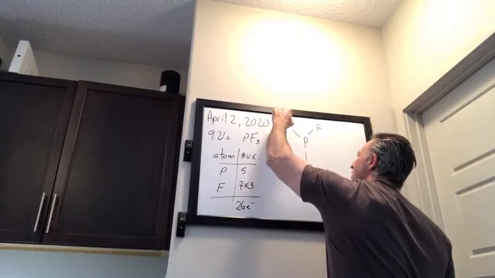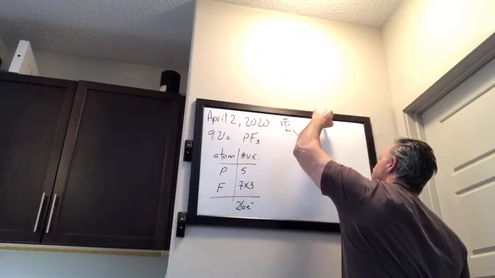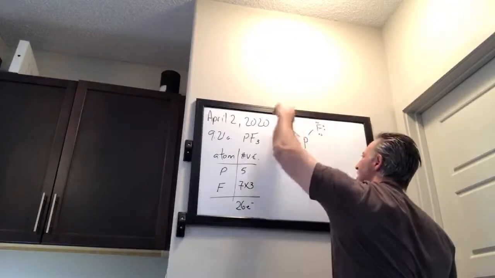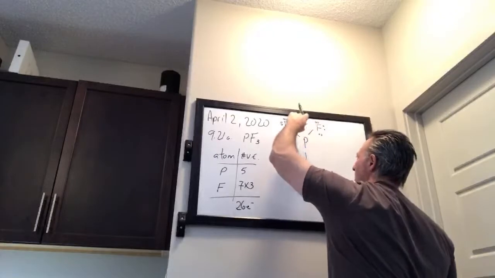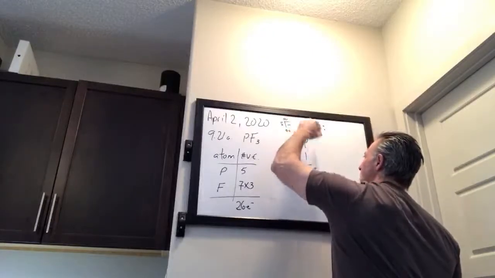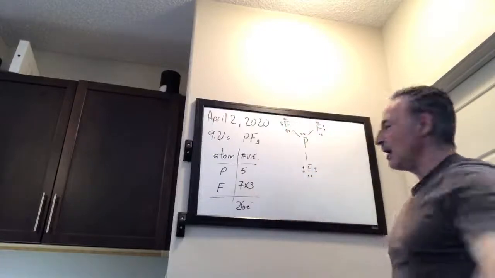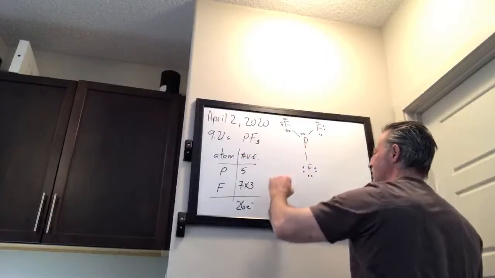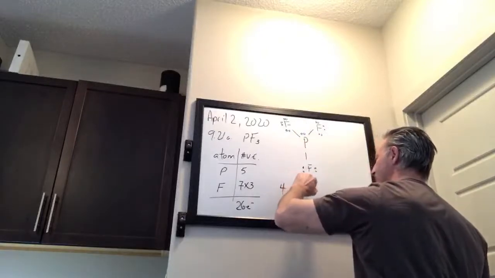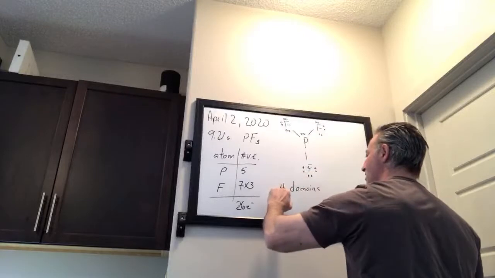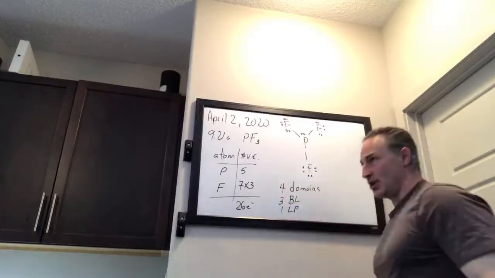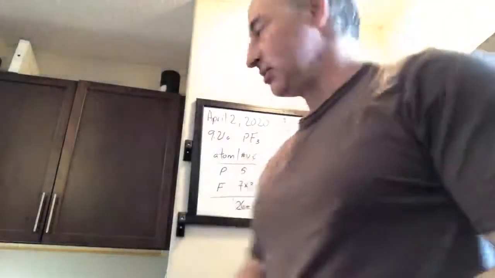Disperse the valence electrons. So that's using up 3 times 6, 18, 20, 22, 24, 26. So the last 2 go on the central atom. And that gives us 4 domains. So 1, 2, 3, 4 domains, of which 3 are bonding pairs. 1 is lone pair. If you look at your chart, that means it's pyramidal geometry.